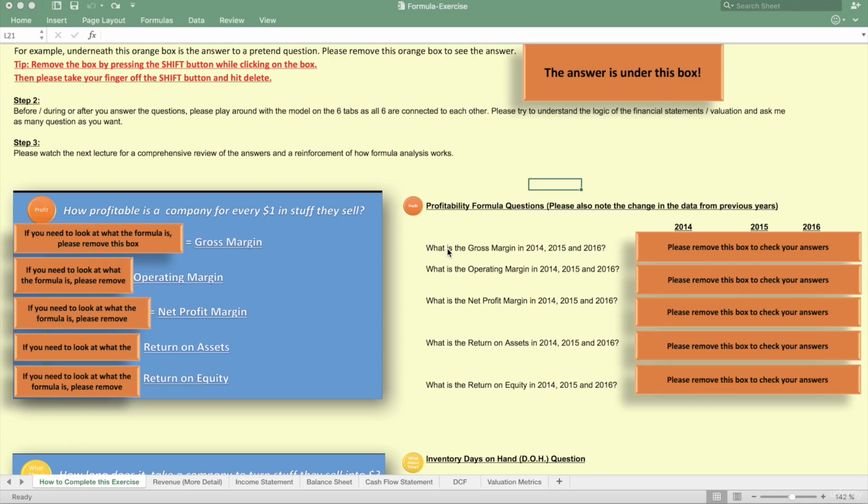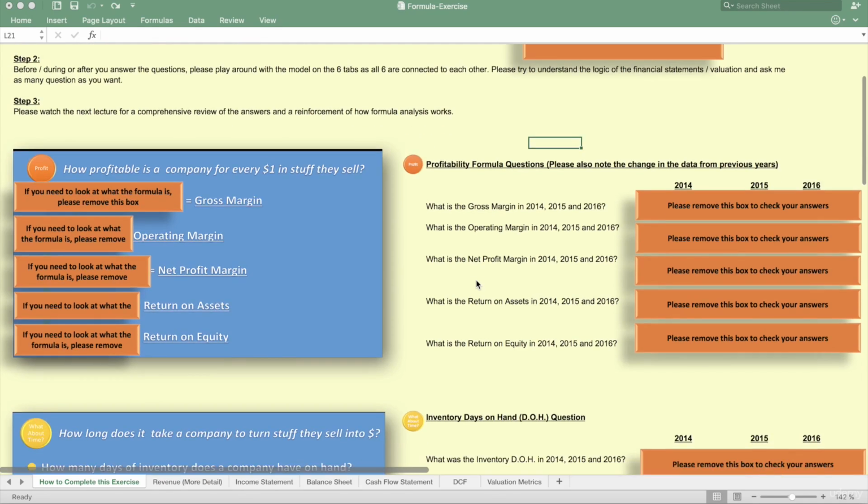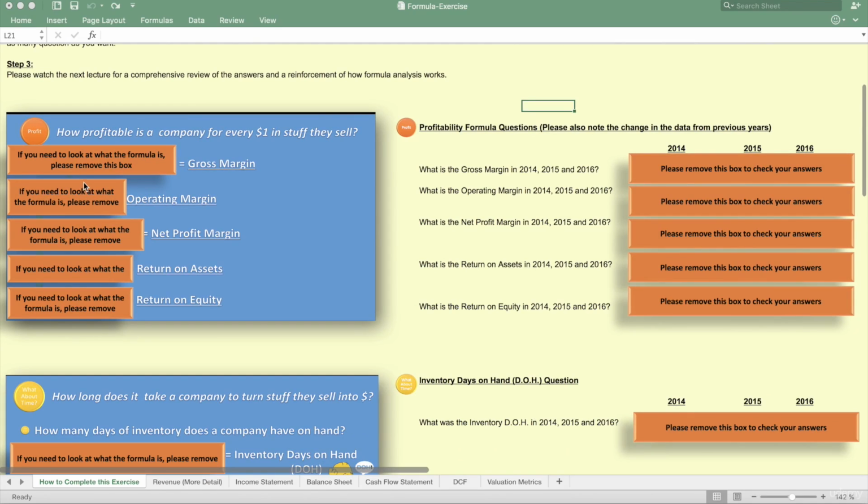Let's look at the answers together for the formula exercise. So let's kick it off with these ones here, and I'm sure you took all of these off. Let's just do it right now. Shift. All right, cool. And we'll start off here.